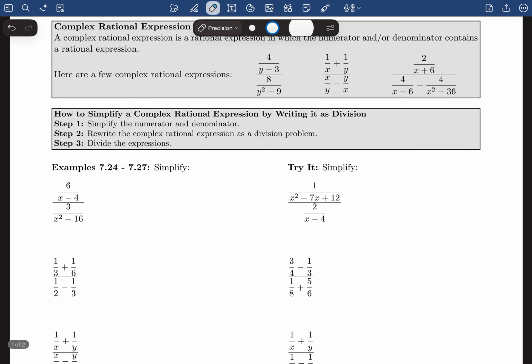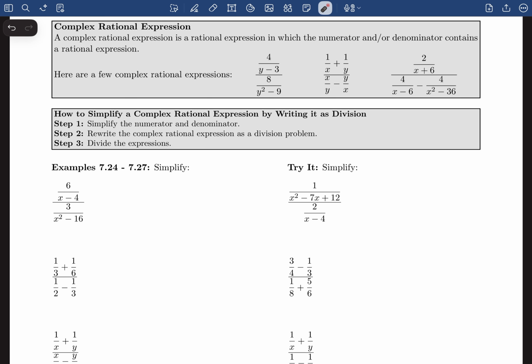I have a quick how-to step process of how to simplify a complex rational expression by writing it as division. So step one, simplify the numerator and denominator. Step two, rewrite the complex rational expression as a division problem. And then step three, divide the expressions. And you'll remember that to divide rational expressions, we actually turn it into multiplication by keep, switch, flip. So for this first example that I have for you here today, let's practice the keep, switch, flip method.